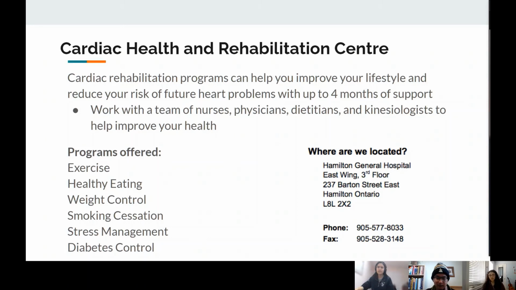And there's also so many great resources that you can reach out to if you need help in implementing any of these habits. So for example, we have cardiac rehabilitation programs that can help you improve your lifestyle and reduce your risk of future heart problems. So you can work with a team of nurses, physicians, dietitians, anesthesiologists to improve your health. If you check out Hamilton General Hospital, you can either call or email them and ask them about their programs, but they do offer programs to help with exercise, healthy eating, weight control, smoking cessation, stress management, and diabetes control.